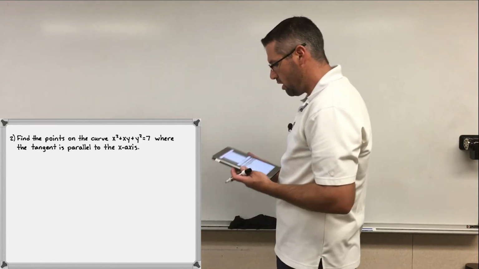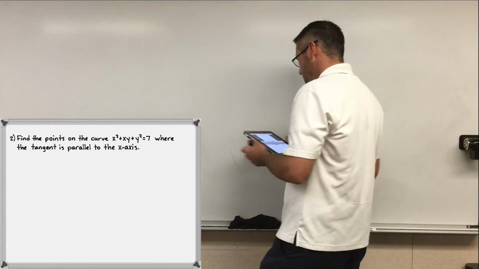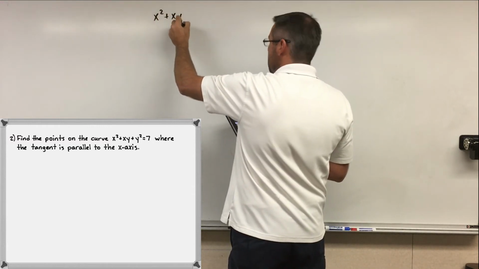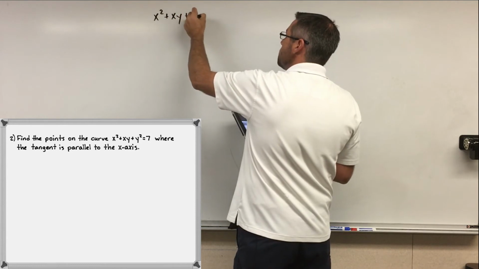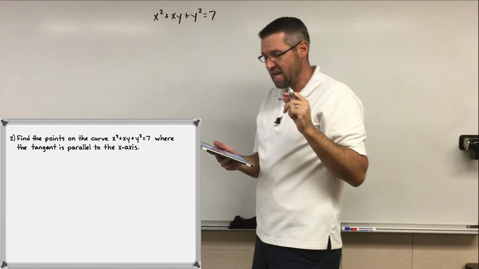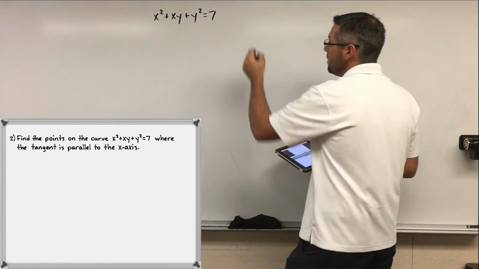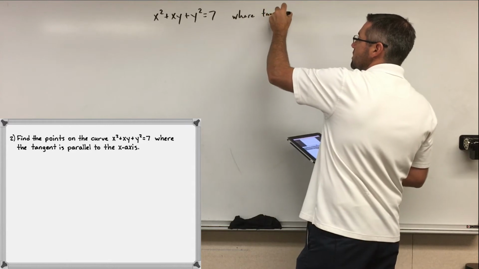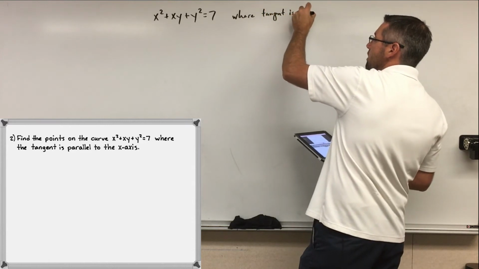Find the points on the curve x squared plus xy plus y squared equals 7. Find the points on the curve where the tangent line is parallel to the x-axis.